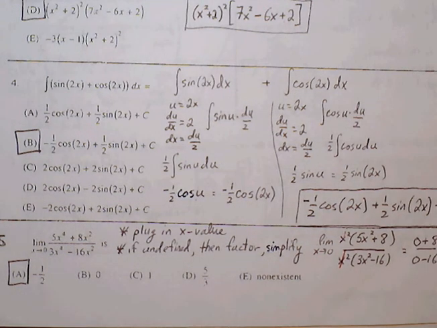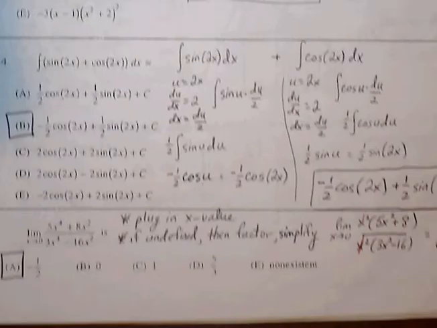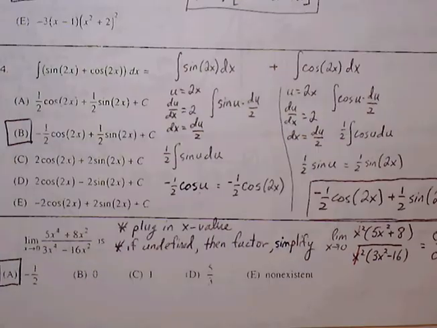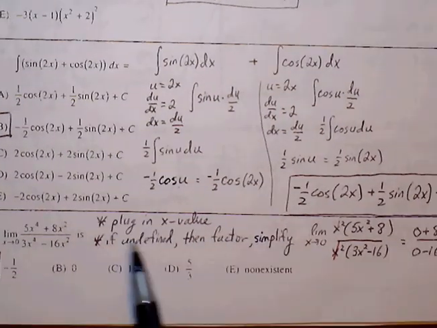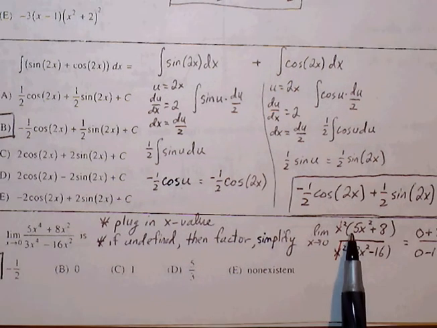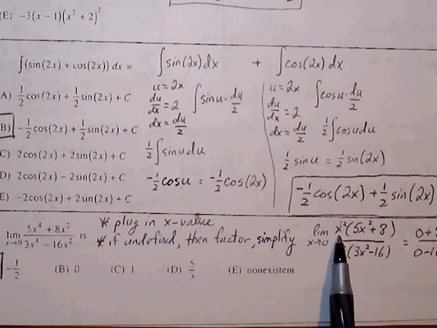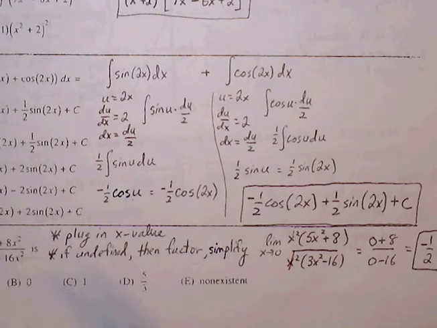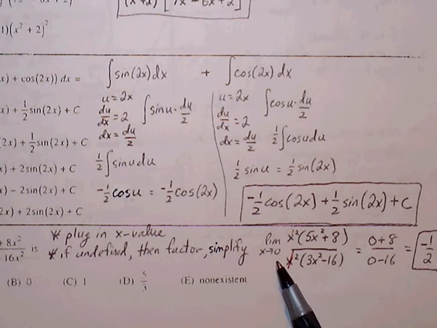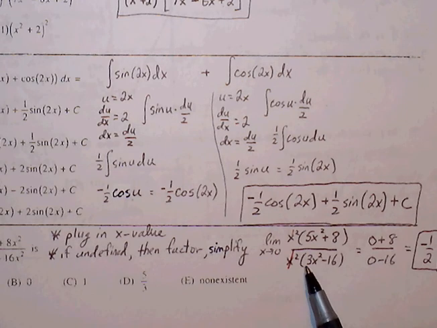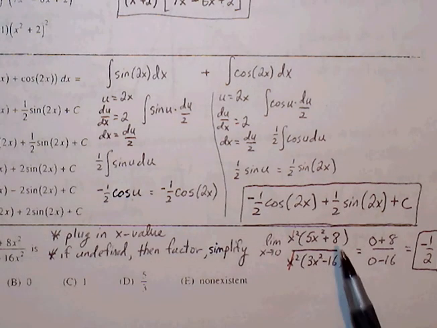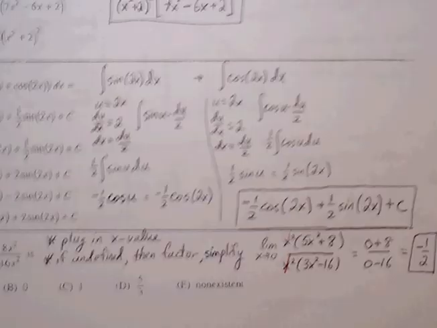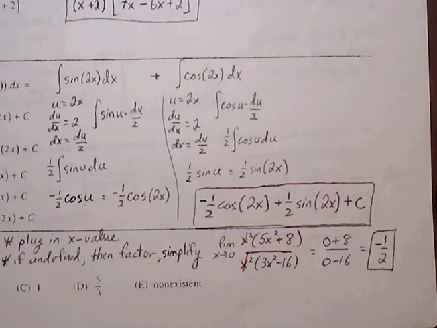So in this case, when we plug in, we're going to get 0 over 0. So that's an indeterminate form, meaning that we can continue and we can factor. And when we factor out the x squared in the numerator and denominator, those cancel out. Then we can try plugging in our x value, which is 0, and we're going to get 0 plus 8 over 0 minus 16, which is equal to negative 1/2.